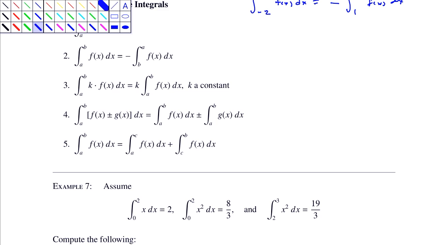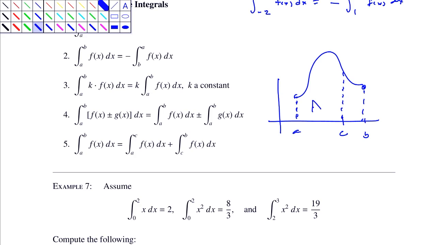And then 5 says if you're going to take the integral from A to B, that is the same thing as taking the integral from A to C and adding it to the integral from C to B. So in other words, if you had some sort of situation like this, here's A, here's B, then this entire area can be broken into two pieces. And so you have area 1 and area 2. And then the sum of those two areas is the area of the whole thing. That's the easiest way to explain that.